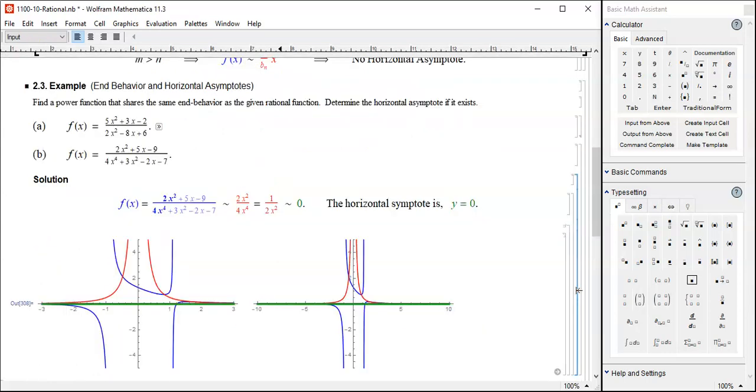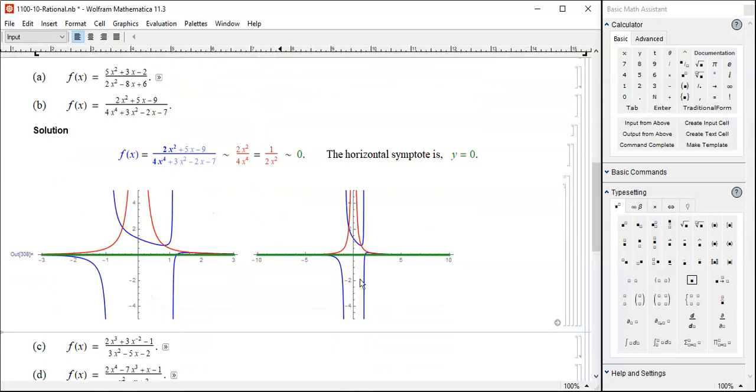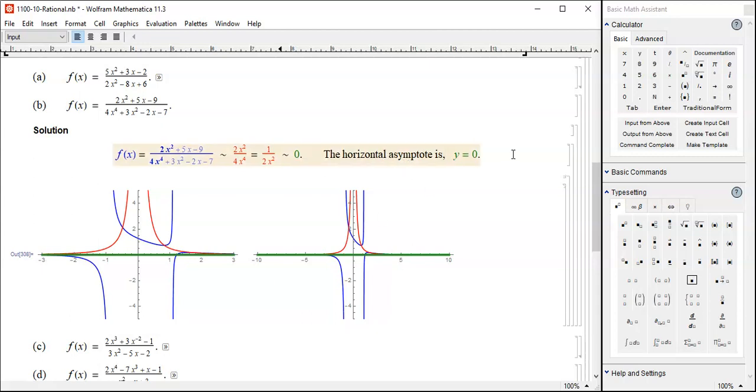Here's the visualization. In small scale, the original function, blue, and the power function, 1 over 2x squared, red, and the horizontal asymptote, y equal to 0, are completely different. But in the second picture, toward the right end or toward the left end, they behave pretty much the same. That's what this horizontal asymptote is all about. Excuse me. Sorry about the typo. Horizontal asymptote.